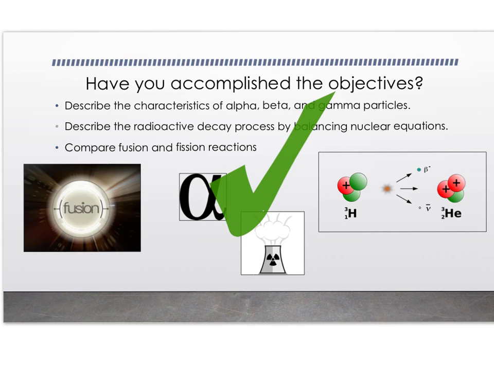Okay, so have you accomplished the objectives of this unit? If you're able to correctly identify alpha, beta, and gamma particles and their characteristics, or if you're able to balance radioactive decay equations and compare fusion and fission reactions, then you have accomplished the objectives. If there's anything that you have questions about, please highlight, circle, star, and then the next time we talk about this through our lecture, please ask me all those questions. Thank you.